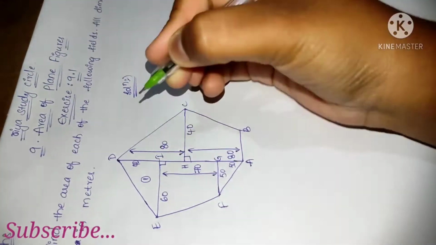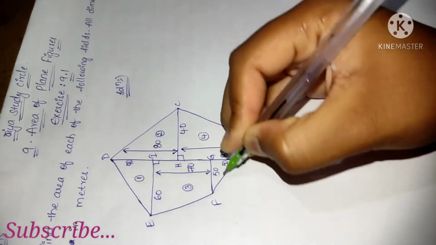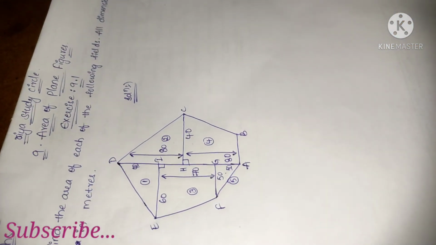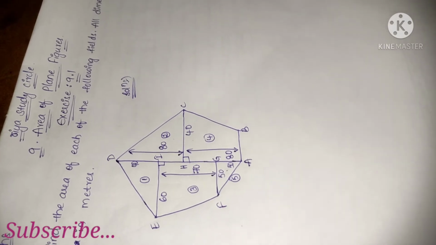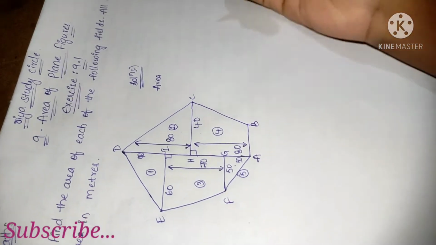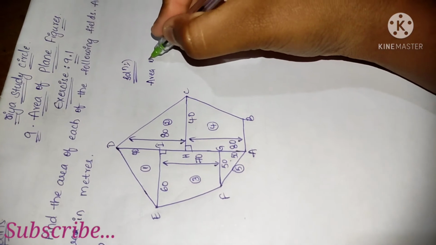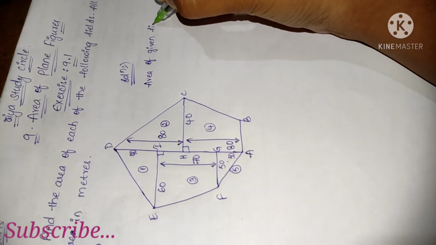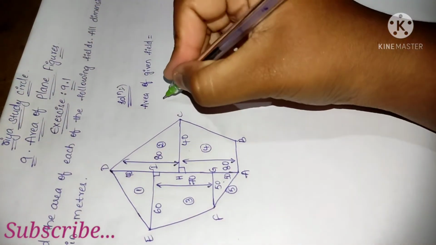Here it is divided into 5 parts. Take it as 5. The first part is a triangle, and the second is also a triangle. The third and fourth are trapeziums, and the fifth one is also a triangle. When we add these 5 shapes' areas, we get the total area of the figure. So area of the given field equals the sum of all these 5 shapes' areas.